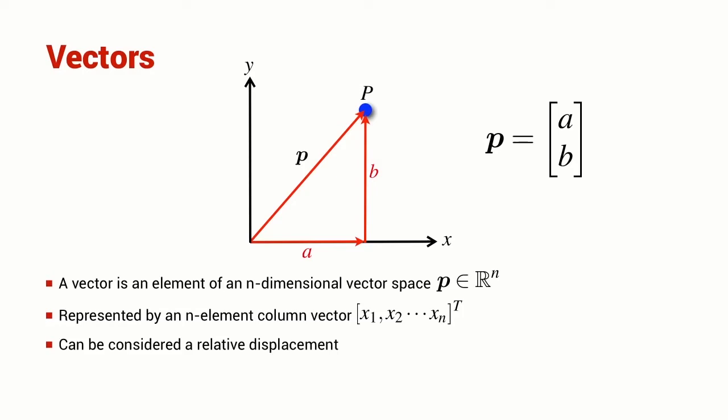We can also consider that a vector is a relative displacement. It talks about a motion. How do we get from the origin to the point P? How do we get there? Well, we follow the path, which is this vector, this arrow.